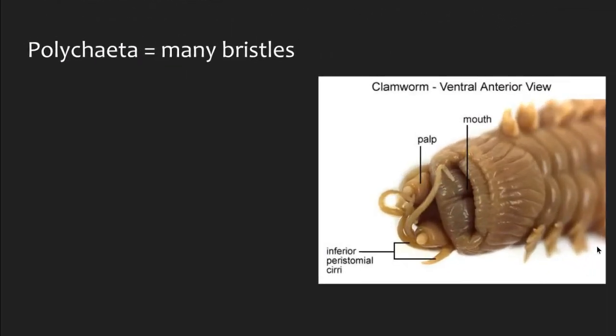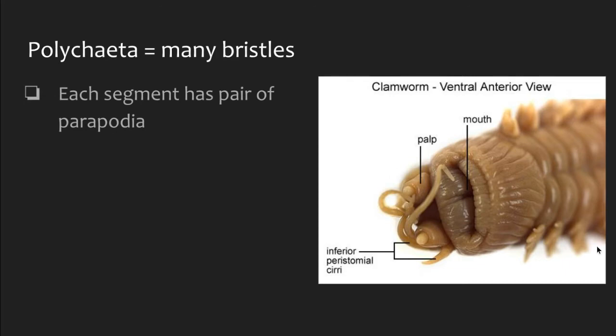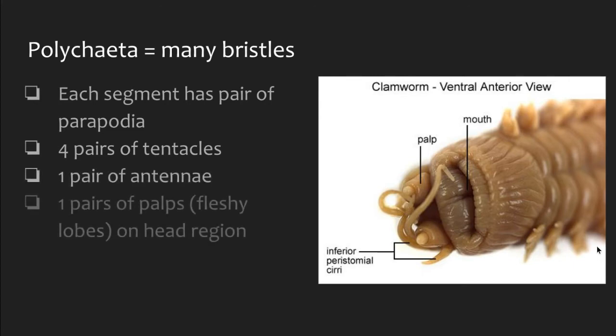Clamworms are segmented worms belonging to the class Polychaeta, meaning many bristles. Each body segment has a pair of small paddle-shaped appendages called parapodia. These parapodia have tiny hair or bristle extensions too. Clamworms have 4 pairs of tentacles, 1 pair of antennae, and 1 pair of fleshy lobes or palps on the head region. The common clamworm can reach up to 15 centimeters in length, but most specimens are smaller than this. It is brown-colored at the posterior and reddish-brown on the rest of its body. Clamworms are also known as ragworms or sandworms.